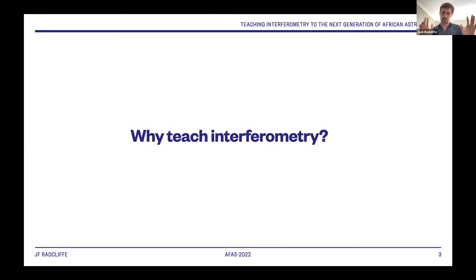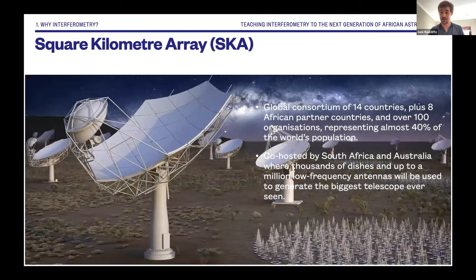So why do we want to teach interferometry? Well, it's pretty straightforward. The big driver is the upcoming SKA, but we've also got MeerKAT at the moment. And for those here who aren't radio astronomers, you should know about the SKA otherwise. It's a global consortium of 14 separate countries with 8 African partners, and it represents almost 40% of the world's population. And as you know, this site is going to be located in South Africa, where we are now, and Australia, where we're going to have SKA Mid in South Africa.